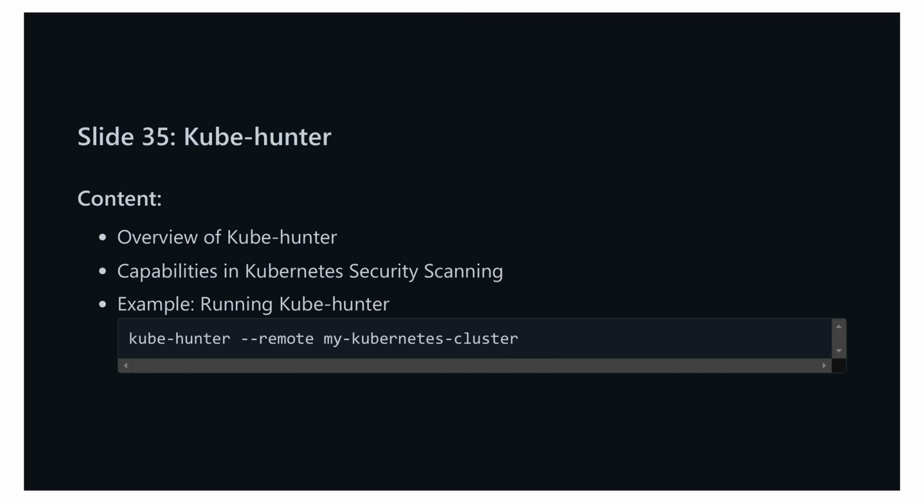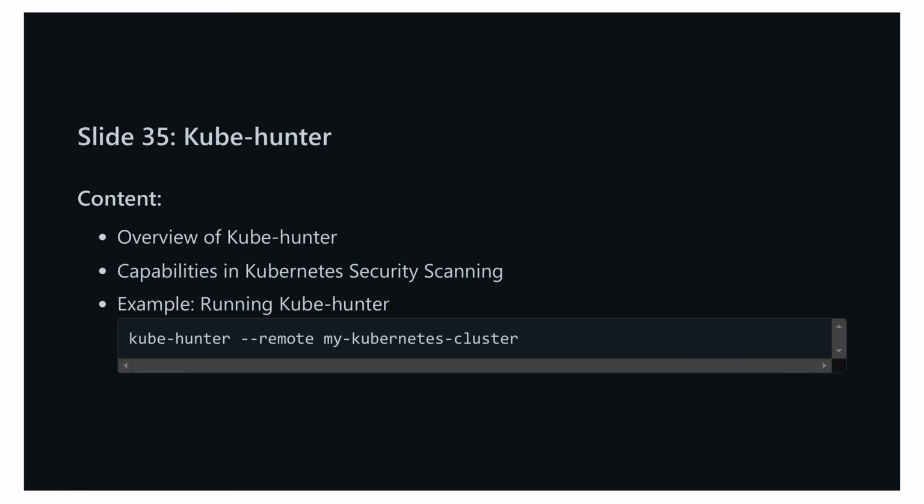Let's move on to slide 35, where we will discuss another essential tool in our vulnerability scanning toolkit, Kube-hunter. Kube-hunter is designed specifically for Kubernetes environments, providing robust security scanning capabilities to identify potential risks within your Kubernetes clusters. To give you a clearer picture, let's review its capabilities. Kube-hunter can probe your Kubernetes clusters for various vulnerabilities and security inconsistencies. It's built to understand the unique architecture and components of Kubernetes, making it highly effective in discovering weaknesses that other general security tools might miss.